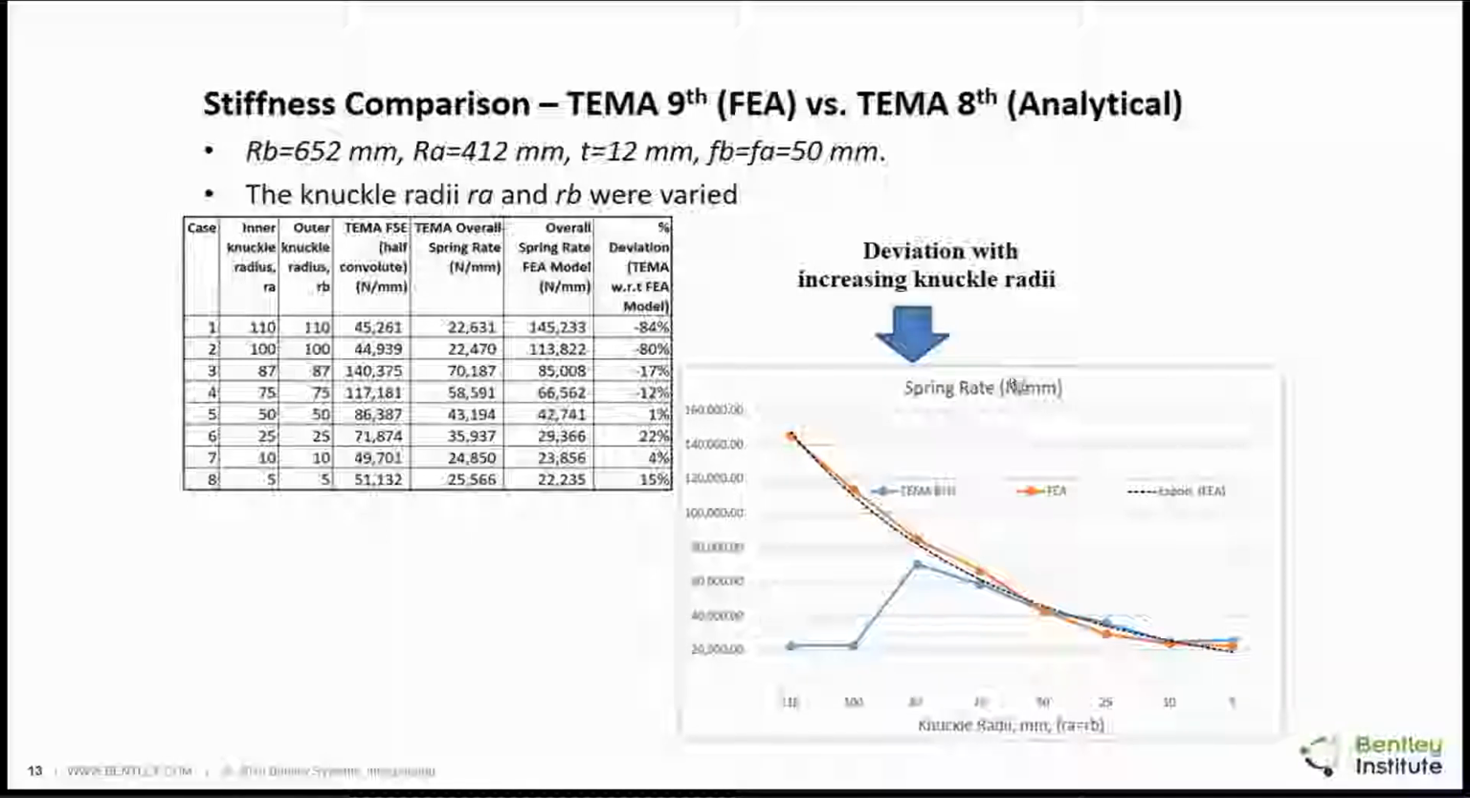As you see here, it deviates quite a lot, and this perhaps happens because of the idealization, the assumption in the TEMA 8th calculation. So when you have a very small knuckle radius, it approaches the geometry of a corner joint without the knuckle. So the TEMA 8th method does take into consideration the knuckle radius, but not as efficiently as the finite element method.